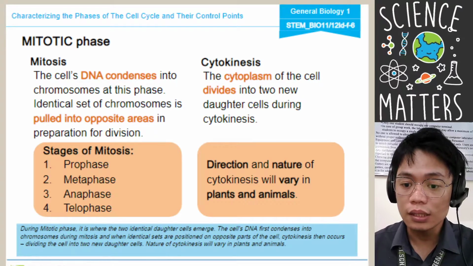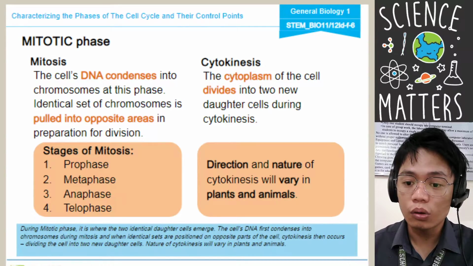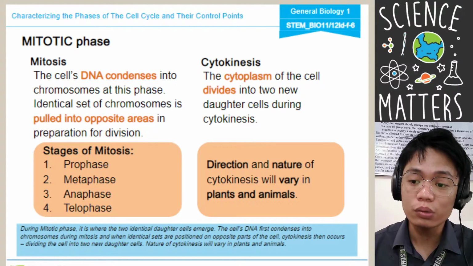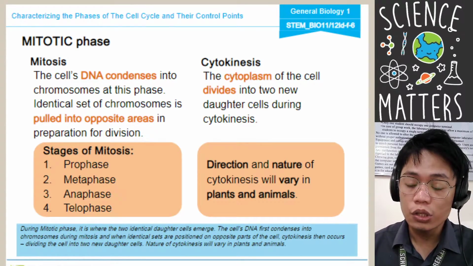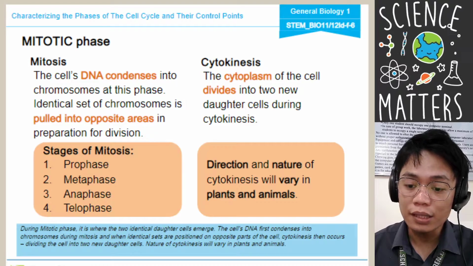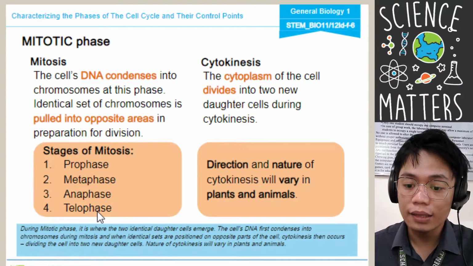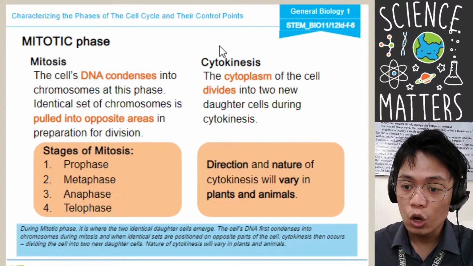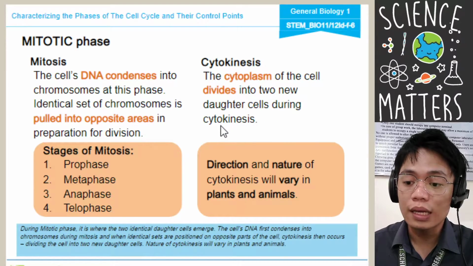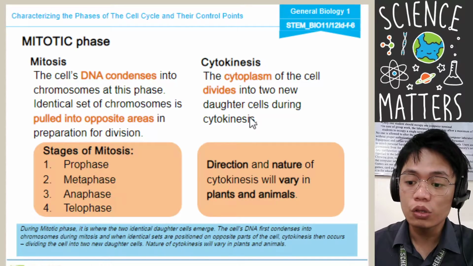So in the mitotic phase, there are two processes that happen. We have the mitosis and the cytokinesis. In mitosis, there are several stages that happen. We have the prophase, metaphase, anaphase, and telophase. And after telophase, cytokinesis happens. When we say cytokinesis, it is where the cytoplasm of the cell divides into new daughter cells.